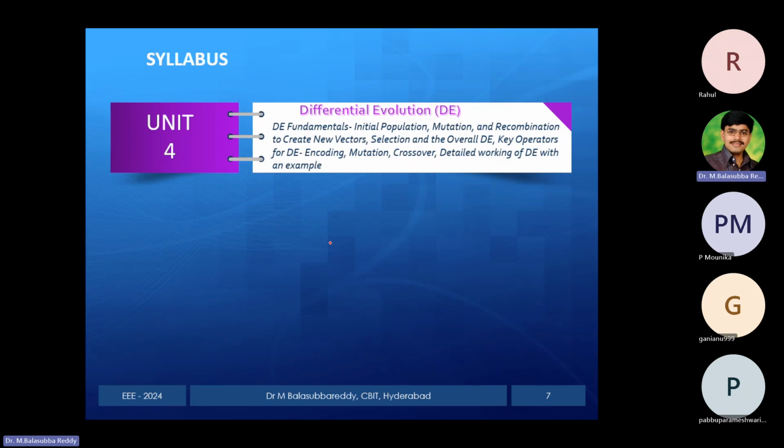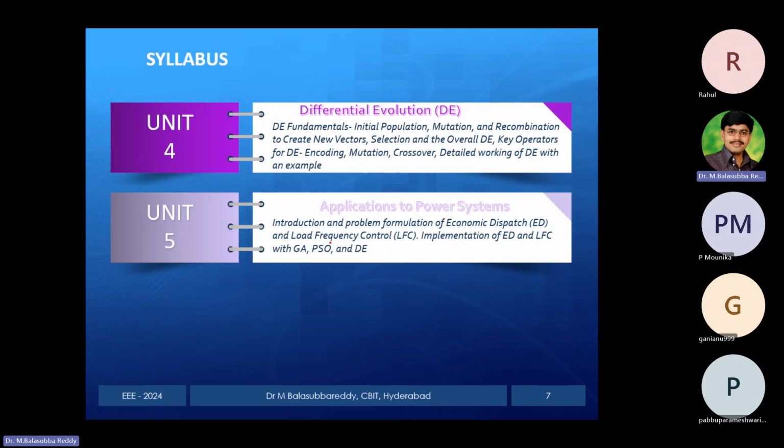Key operators for DE: encoding, mutation, crossover, and detailed working of DE with an example. So now what we can do is, with an example, we are going to solve this problem. That is only the fourth unit.